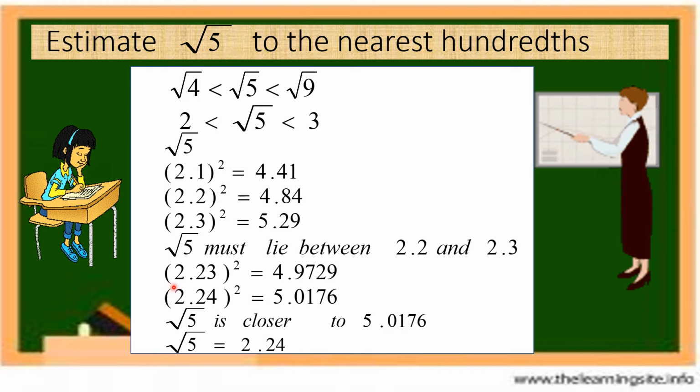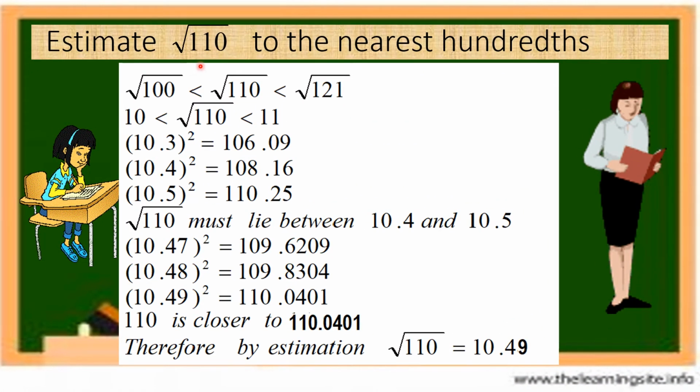So we can proceed with 2 and 23 hundredths squared, which is equivalent to 4 and 9,729 10,000ths. And 2 and 24 hundredths squared is equivalent to 5 and 176 10,000ths. So square root of 5 is close to 5 and 176 10,000ths. Therefore, square root of 5 is approximately 2 and 24 hundredths.